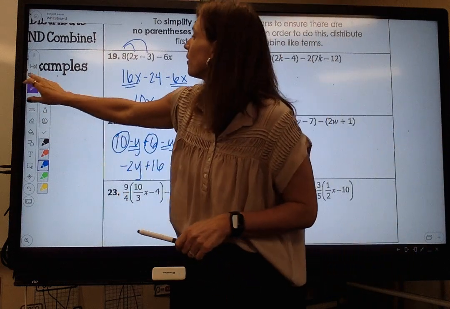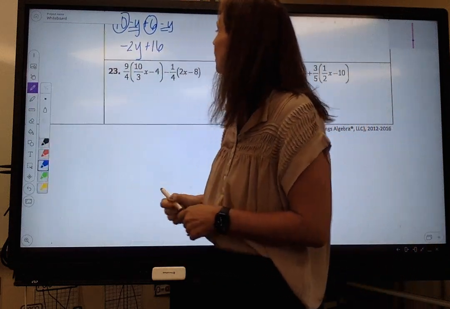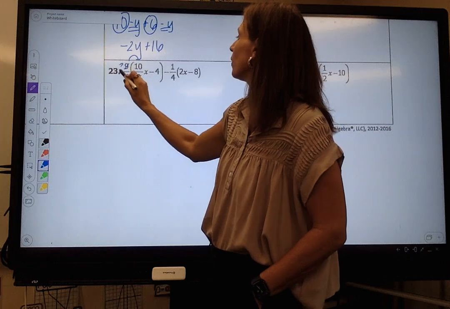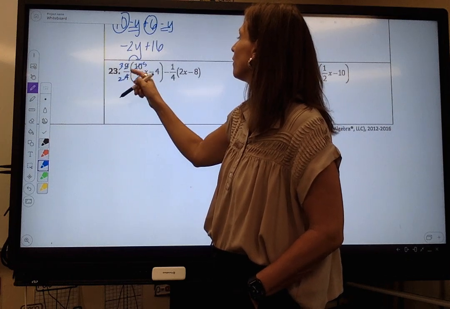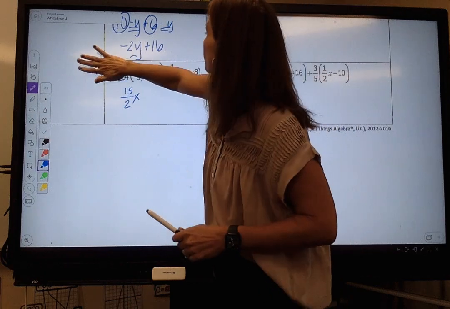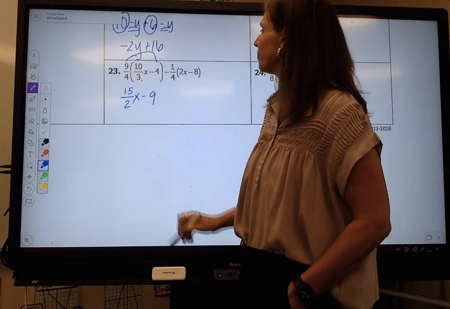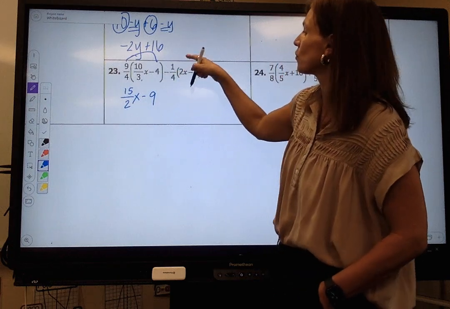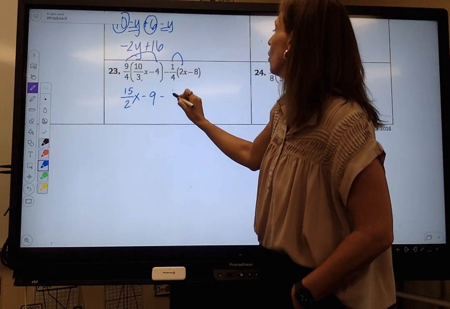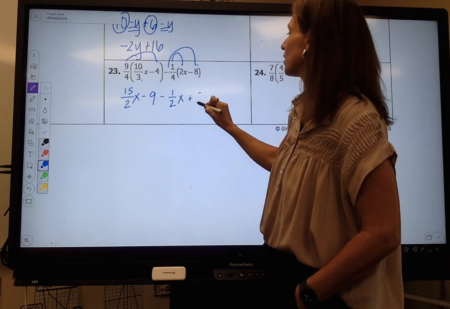All right, let's jump down to number 23. All right, I'm going to cross reduce here. This is a 1 and a 3. This is a 2 and a 5. And when I multiply, I get 15 halves x. That's when I multiply those guys. And 9/4 times negative 4 is negative 9. And here I'm going to distribute out this negative to the 2. So I get negative 1/2 x. And a negative times a negative is a positive 2.